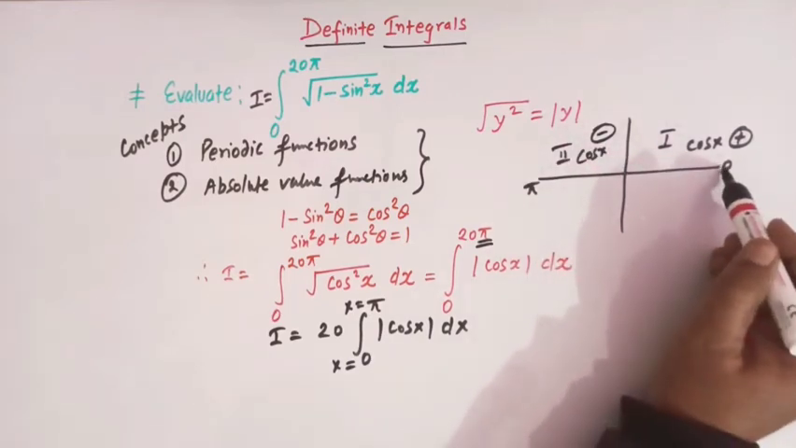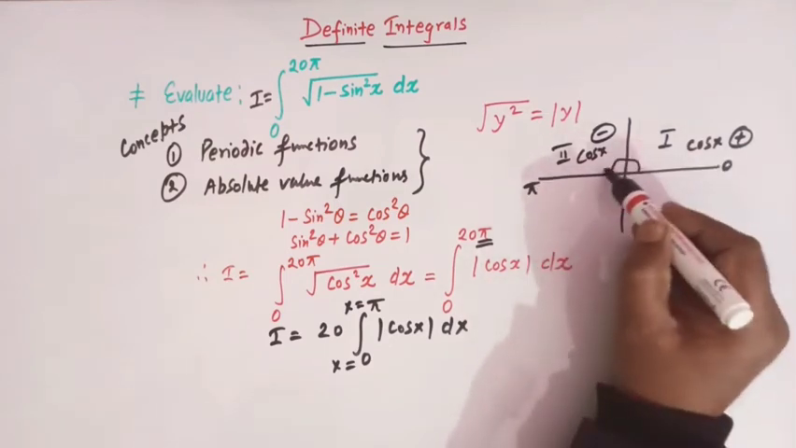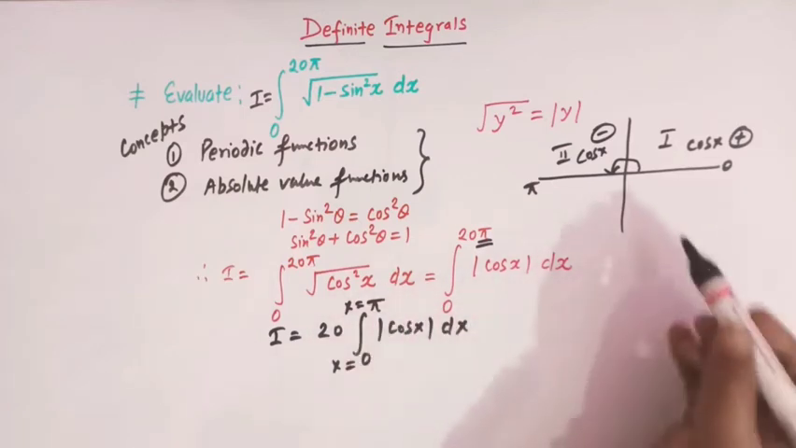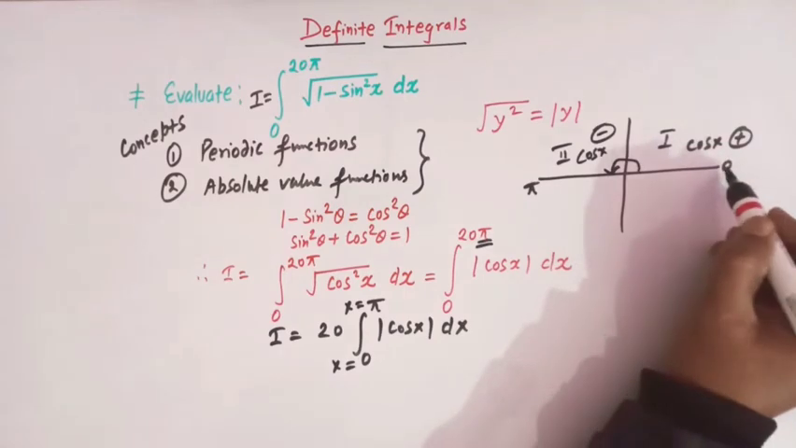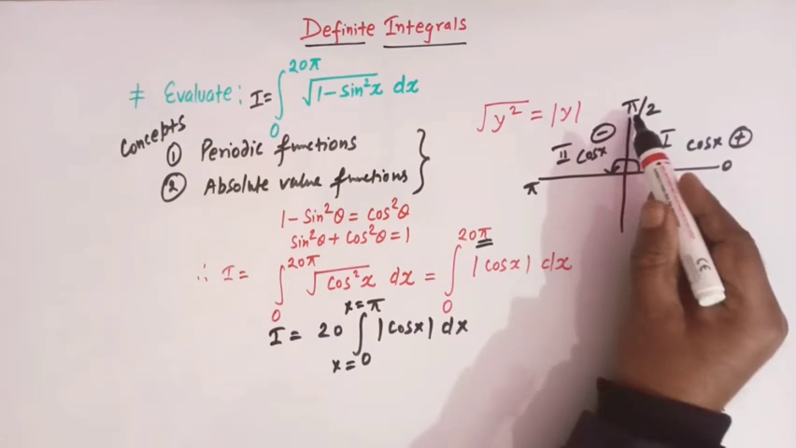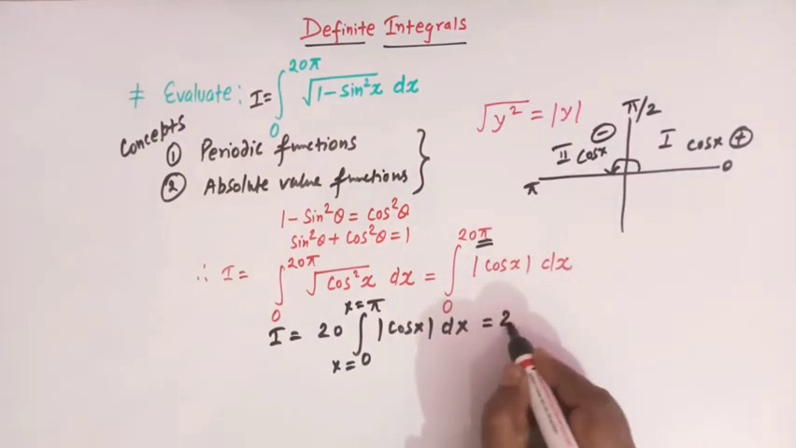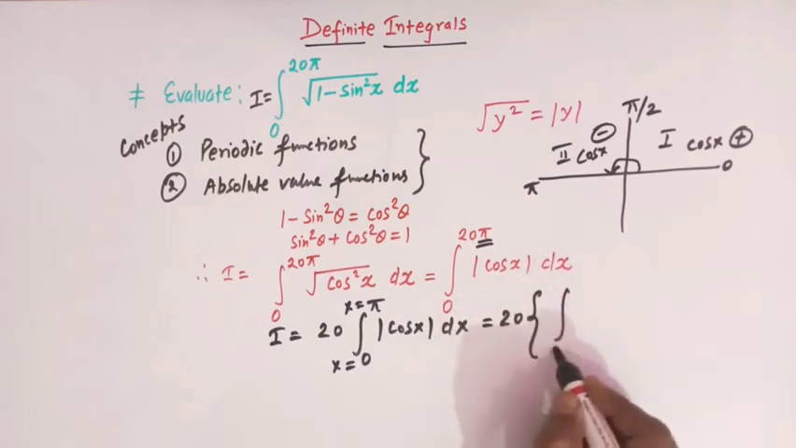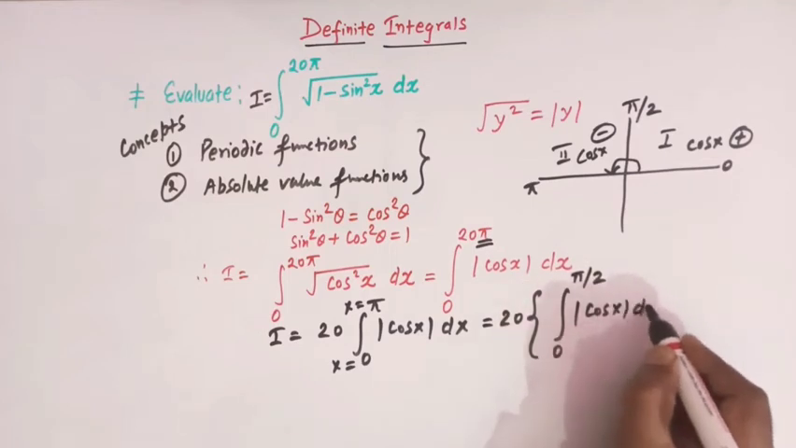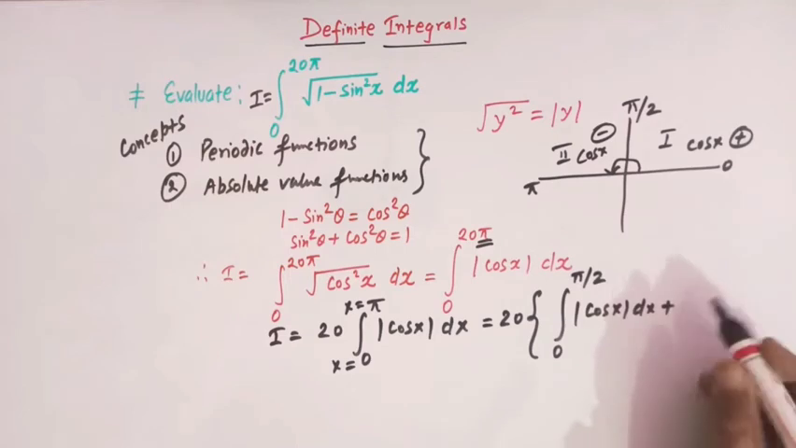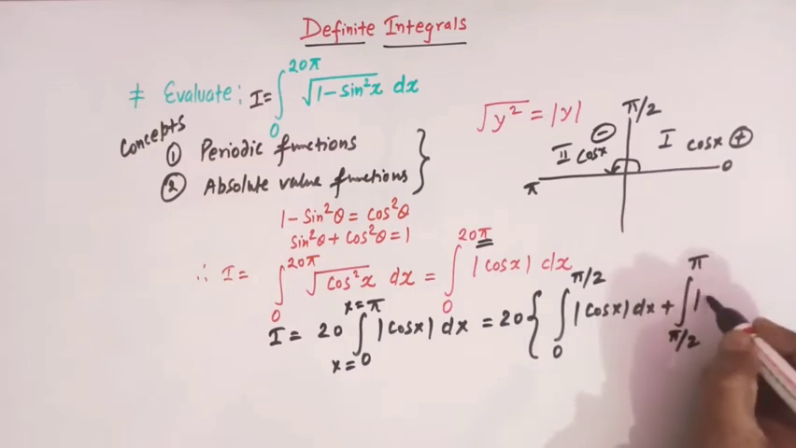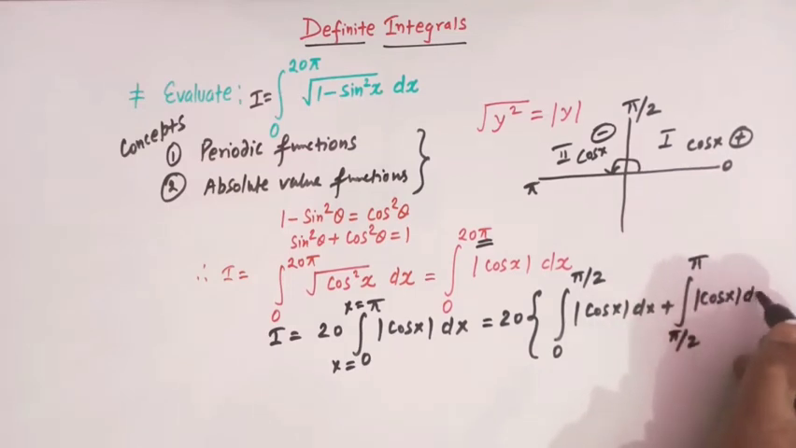And we have to travel from 0 to pi, right? So now what we can do is split our integral as a sum of two integrals. That is, the first one is from 0 to pi over 2, and the second one is from pi over 2 to pi, right? So now we can write it like this. We have 0 to pi over 2 of mod of cos x dx, and the second integral is from pi by 2 to pi, and here we have mod of cos x dx, right?